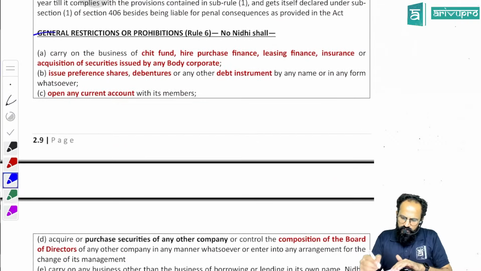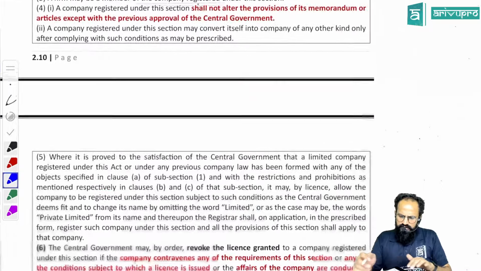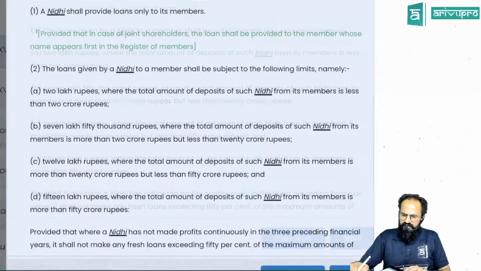General restrictions or prohibitions you have done, huh? General restrictions. What were general restrictions?